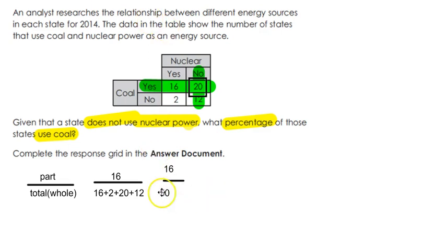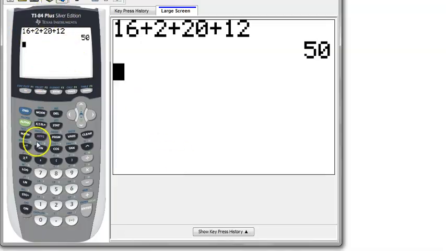But that's a fraction. That is not a percent. So even though percent is part over whole, this is not our final answer. And most of you probably know how to get a percent from a decimal. So we need to get this 16 over 50 to a decimal. Let's do that using our calculator. 16 divided by 50.